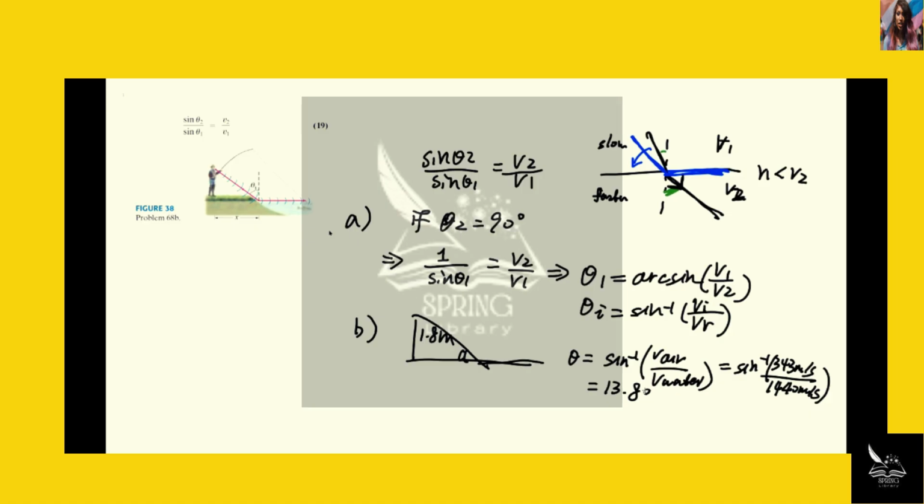So after we found that, we can then find the distance x, because x equals the height times tangent theta. So it's 1.8 meters times the tangent of 13.8 degrees, which is 0.44 meter.